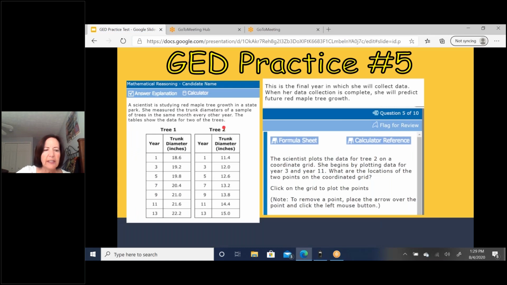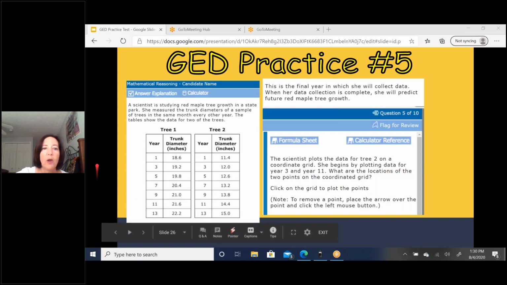Number 5. This one is a really long question. They actually continue this question for question 6 and question 7. Let's go ahead and read through it first. A scientist is studying red maple tree growth in a state park. She measured the trunk diameters of a sample of trees in the same month every other year. The table shows the data for two of the trees.